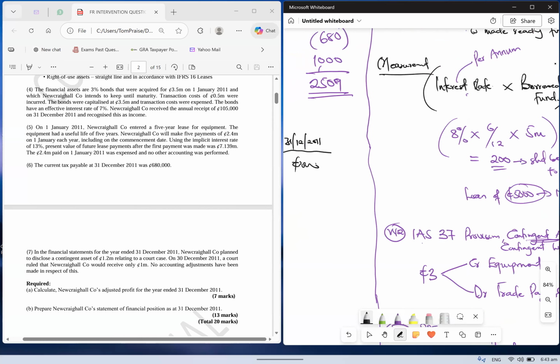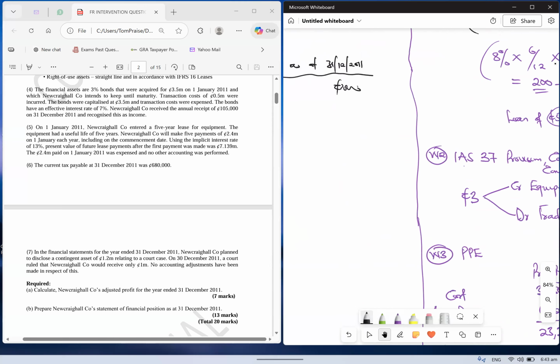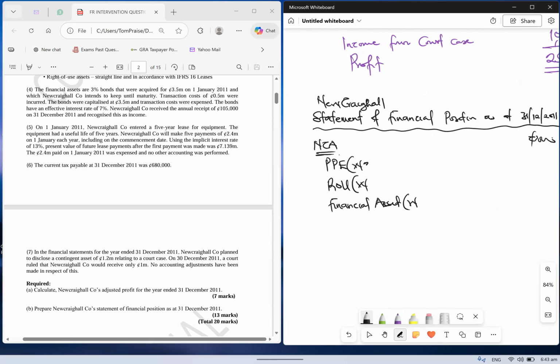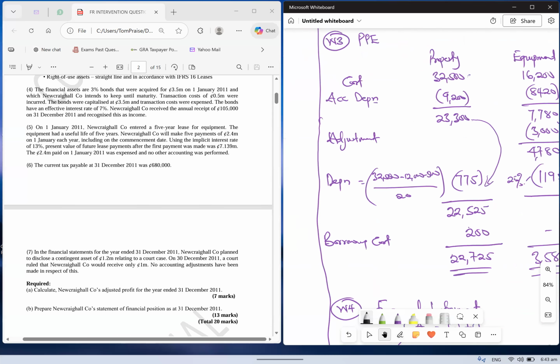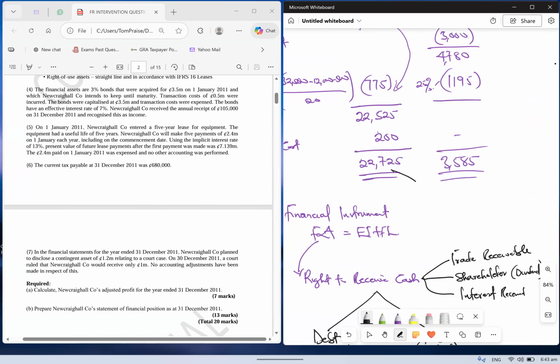PPE was which workings? Workings 3. And what did you get? So as for the PPE, carry one figure to the place. So add these two. These are our carrying numbers. So add the two and let's take it straight.